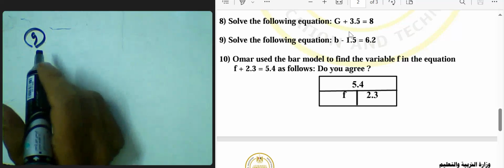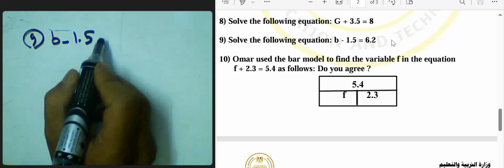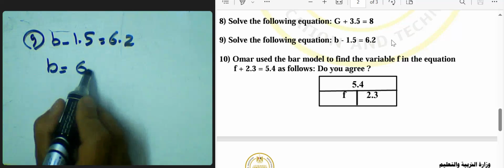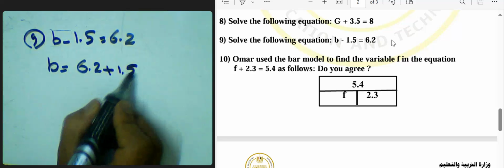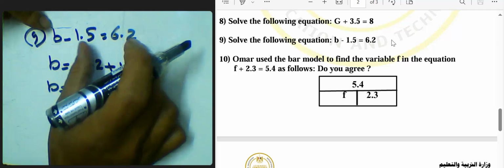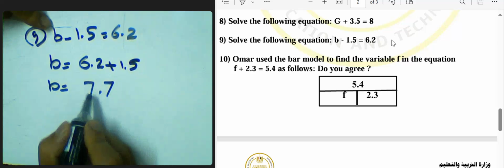Question number 9. Solve the equation here: b subtract by 1.5 equals 6.2. نقدر نجيب البي يا ولاد نعملهم بلس او 6.2 بلس 1.5. تمام. يبقى انت عشان تجيب المنيا بتعمل بلس 2 numbers. 5 plus 2 7 and 6 plus 1 7.